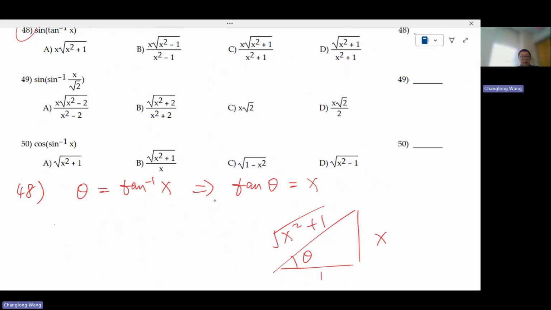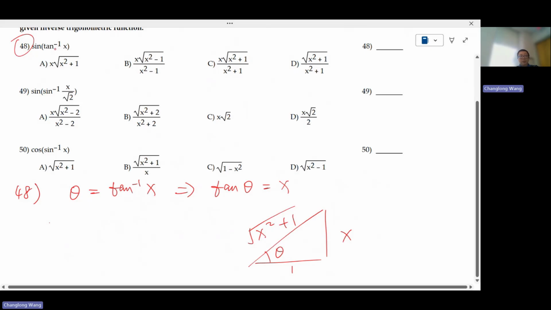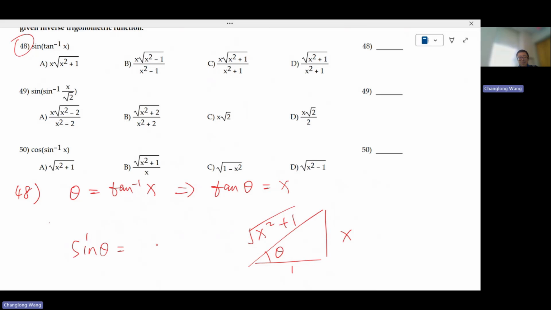So now look, what are you looking for? I'll zoom out a little bit. It's sine of that weird angle, right? So sine theta is opposite over hypotenuse. It will be x over radical x squared plus 1, right? That's it, right? Okay, but here's the problem, right? None of the answers matches the one I figured out, right?